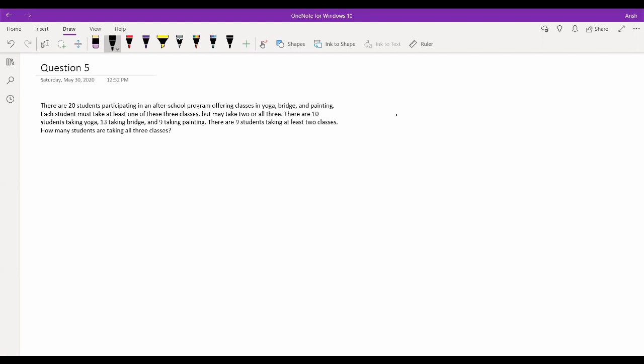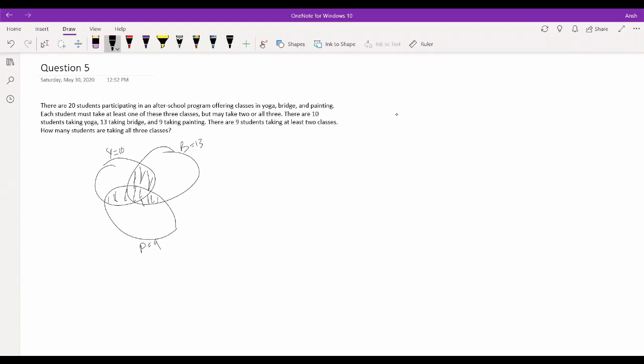So we know based on PIE that, well, let's say we drew a Venn diagram with the 3 categories, yoga, bridge, and painting. We'll call them Y, B, and P. In the entire circle of Y, there are 10 students. Entire circle of B, there are 13. And entire circle of P, there are 9. And since there are 9 students taking at least 2 classes, that corresponds to a region which is like a three-petaled flower. So we shaded that in.